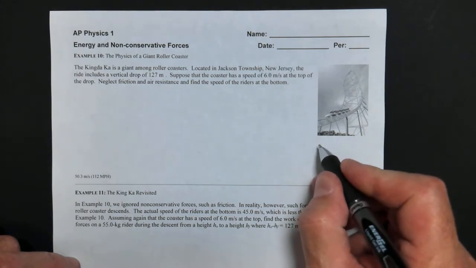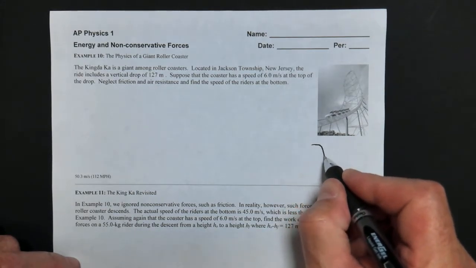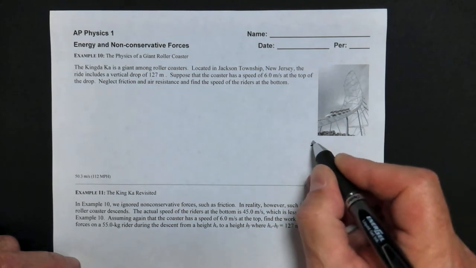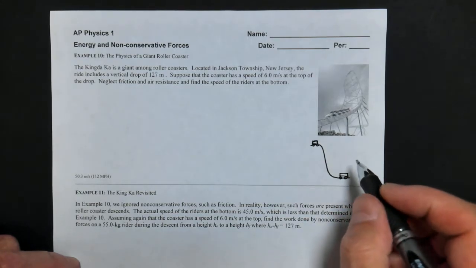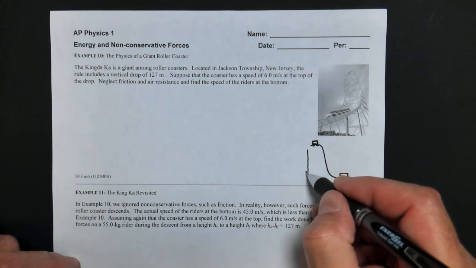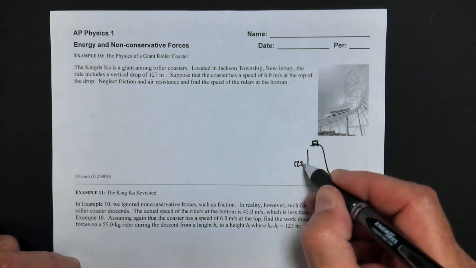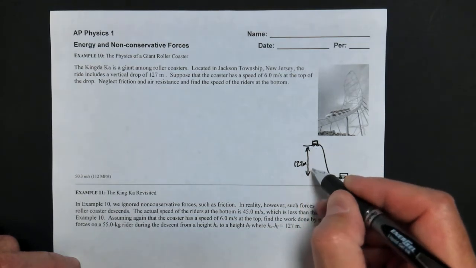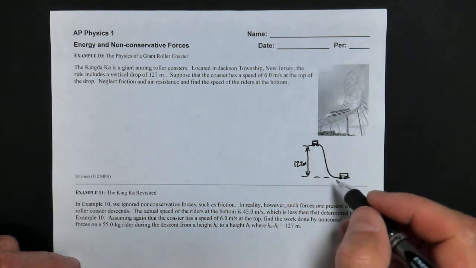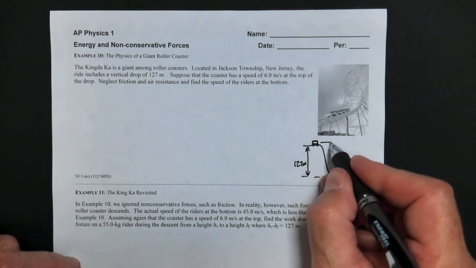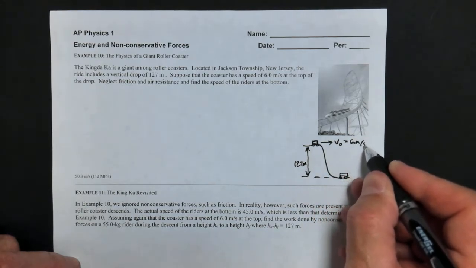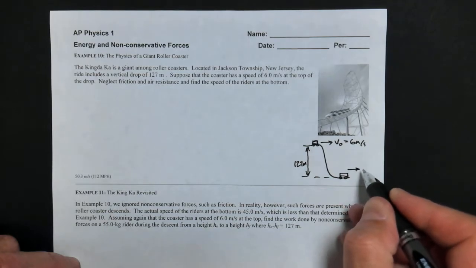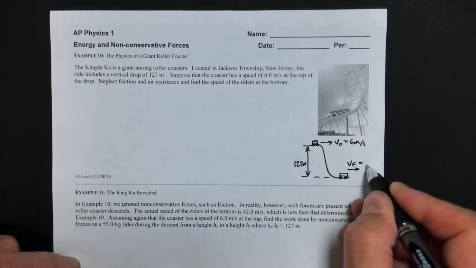I'm going to go ahead and draw a little bit simpler view, something like this. We have the car that's up here with wheels, and the car down here, and we're going to drop a distance of 127 meters. We could consider that the height, and we know that it has an initial speed v0 of 6 meters per second, and we are to find the final velocity down here.